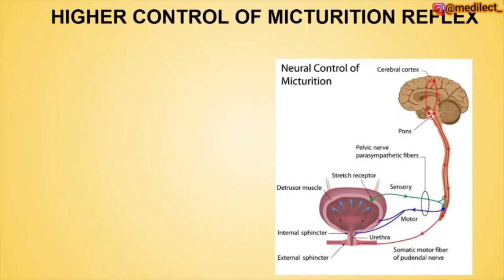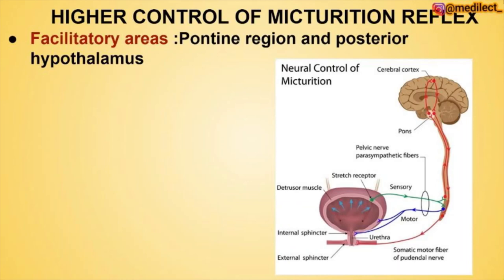Now the higher control of the micturition reflex includes the facilitatory areas, including the pontine region and the posterior hypothalamus, and the inhibitory area, including the midbrain. Also remember, the bladder can be made to contract by the voluntary facilitation of the spinal voiding reflex when it contains only a few ml of urine. The voluntary contraction of the abdominal muscles aids the expulsion of the urine by increasing the intra-abdominal pressure. But voiding can be initiated without straining when the bladder is nearly full.